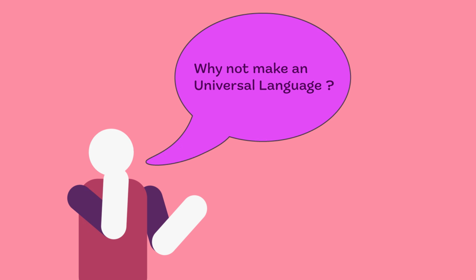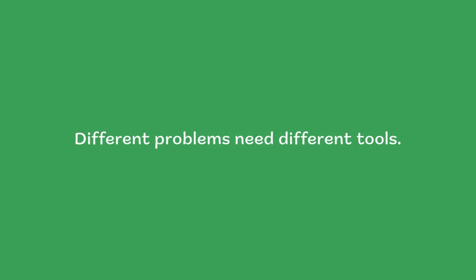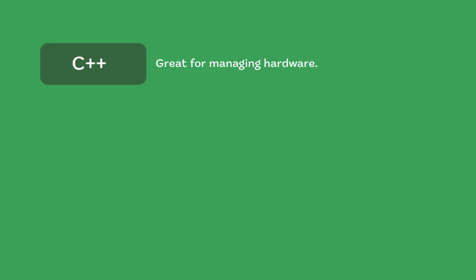At this point, you may be wondering, why can't we have a universal programming language? It might sound ideal to have one programming language that works for everything. But in reality, this is very difficult. Different problems require different tools. For example, some languages are designed for controlling hardware.